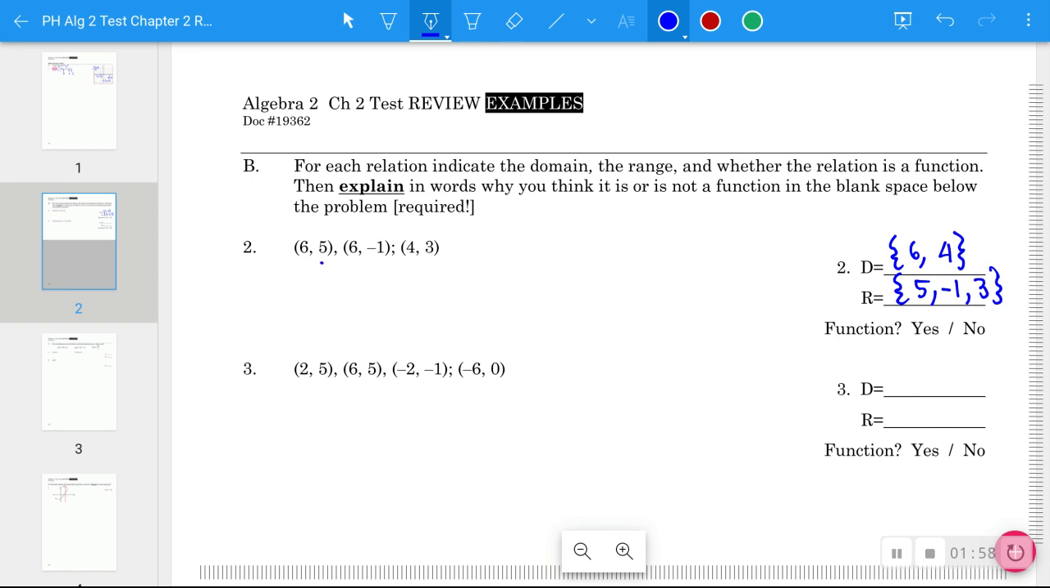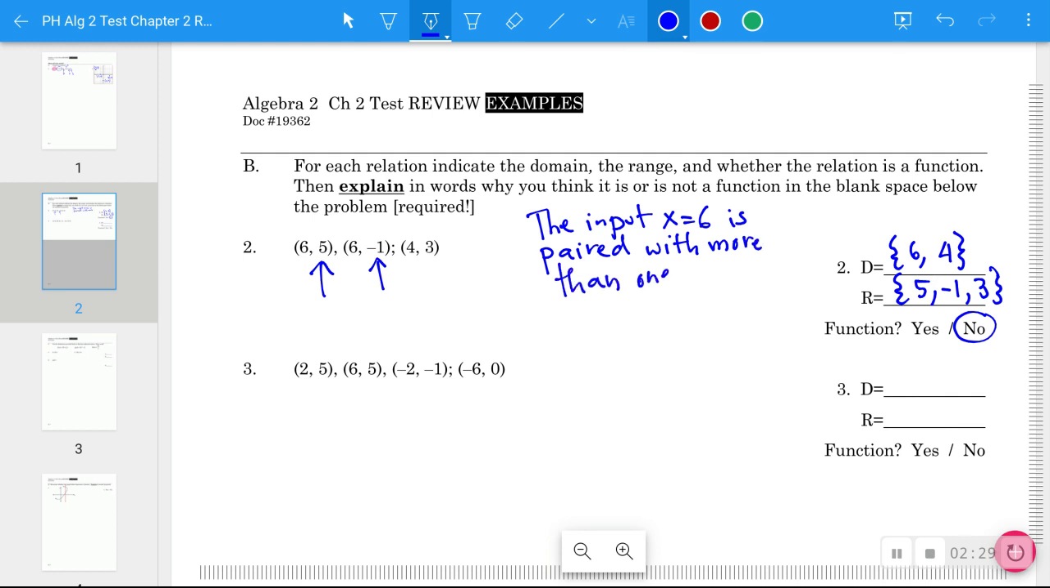Now this one is not a function because you can see here that the 6 maps to a 5. And then a minute later, it maps to a -1. So the input x equals 6 is paired with more than one output. This is not a function. And it's a little tricky to get the wording right, so maybe you want to study how I responded here before the test comes on your desk.